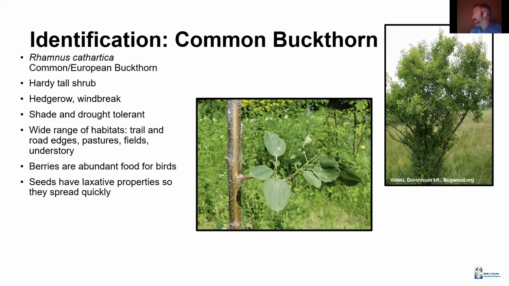One of the big issues is the berries. It's a prolifically producing fruit tree, and unfortunately acts as a diuretic for birds that eat it. So it gets spread pretty quickly, and unfortunately it doesn't have any natural predators to maintain it, so it can take over an environment pretty quickly.